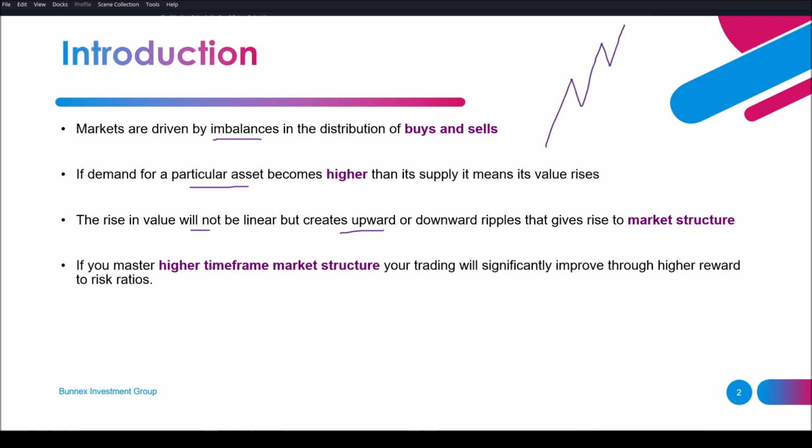So if you master higher time frame market structure, your trading will significantly improve through higher reward to risk ratios. If you can understand where you are within the market structure, or in other words, where you are within the cycles, you are definitely going to catch entries that can last for a long period of time, and with that you can obtain higher reward to risk ratio. 5 to 1, 10 to 1 is actually possible with higher time frame.